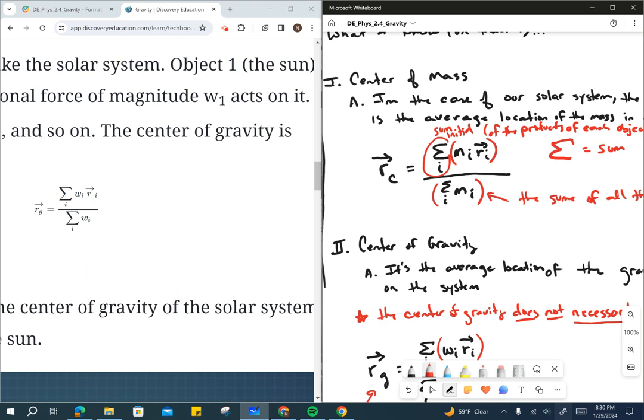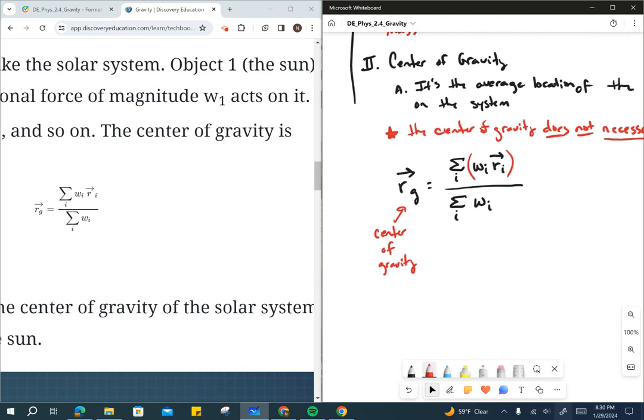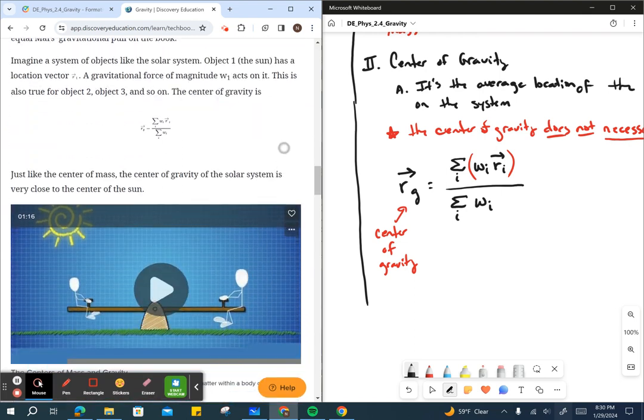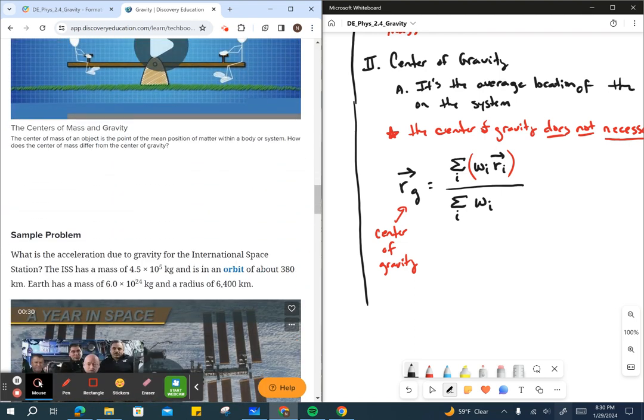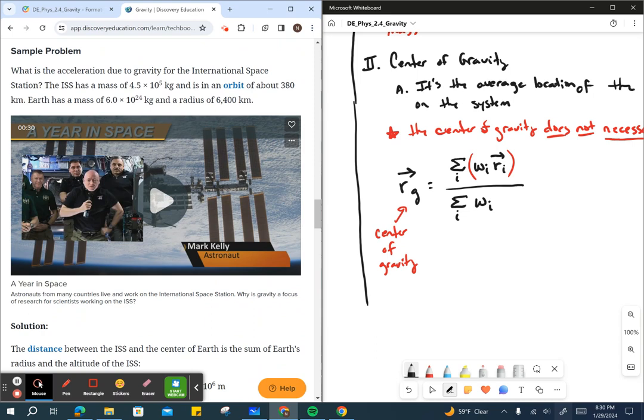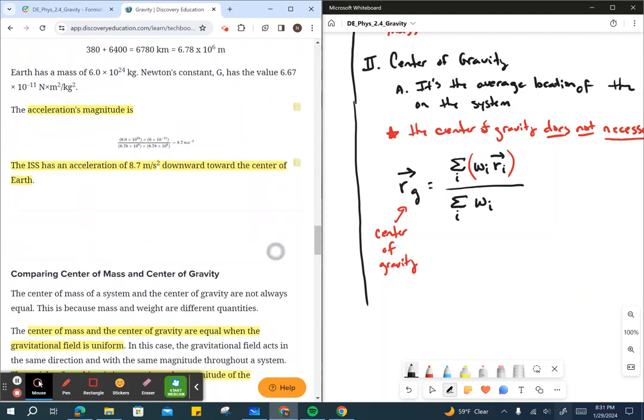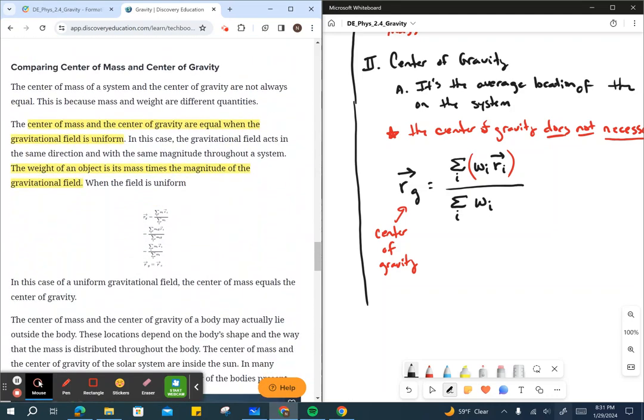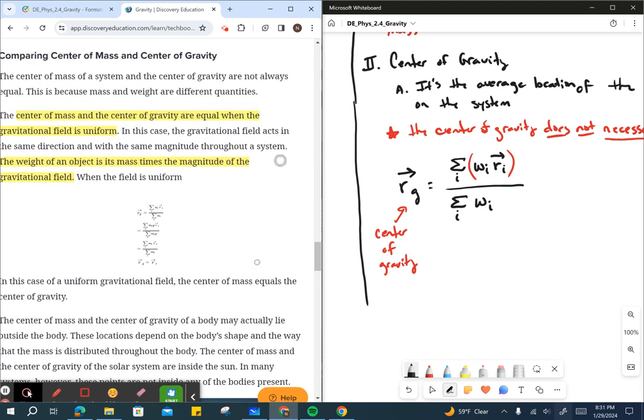This is the center of gravity, versus up here where we had the center of mass. Two different ideas, okay? Two different concepts. Okay, watch these videos. They're very helpful. Now, here's this International Space Station problem that I'd introduced a little while ago. You can go ahead and take a look at that. So comparing the centers of mass and the centers of gravity, you can see that they've made it equivalent.